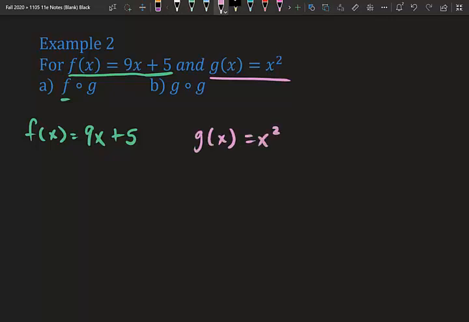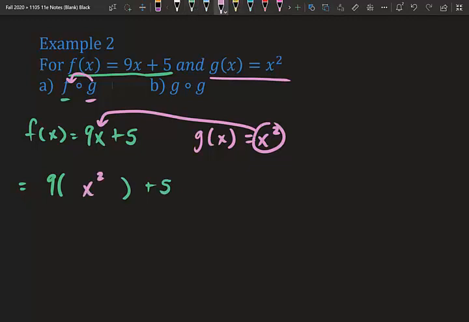So for our first one, we're plugging g into f. So g into f. See how there's no x here? That means we don't mess with anything. We just form the composite and simplify. We have 9 blank plus 5. The blank we're plugging in is x squared. So we simplify. We distribute, so we have f composed with g equals 9x squared plus 5. That's it. That's all we had to do. There's nothing more we need to do there. It is simplified.